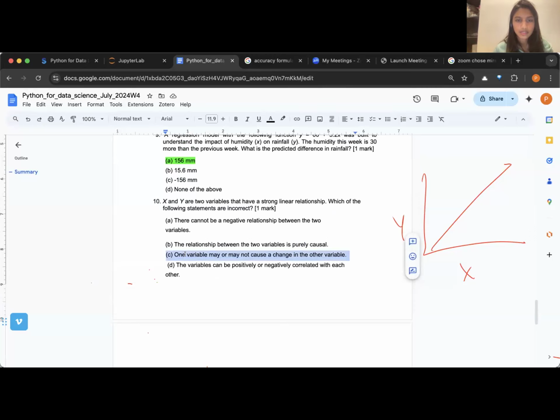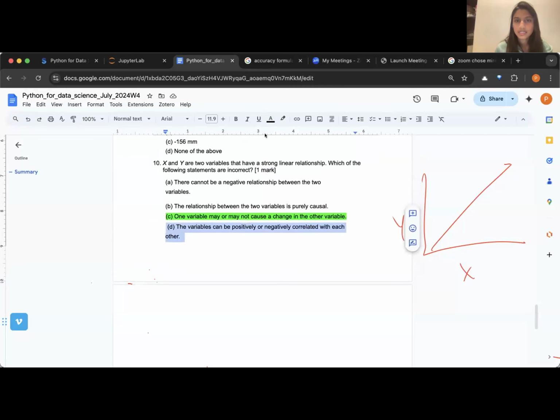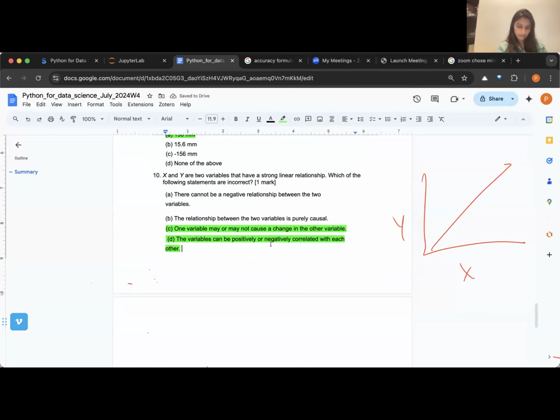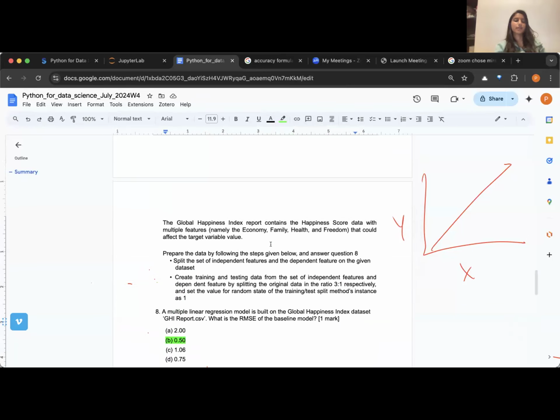This is also incorrect, because a linear relationship means it's clear that when one variable changes, the other also changes. This says may or may not cause a change, so this is incorrect. Variables can be positively or negatively correlated with each other. This is also incorrect because it is positively correlated. So that's it. This is how you can expect your assignment problems.